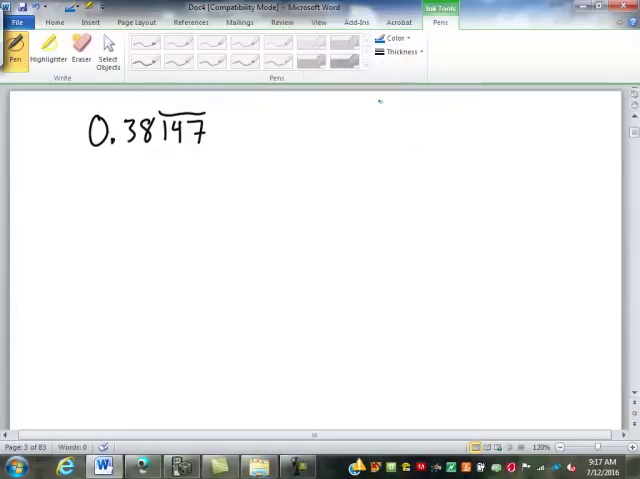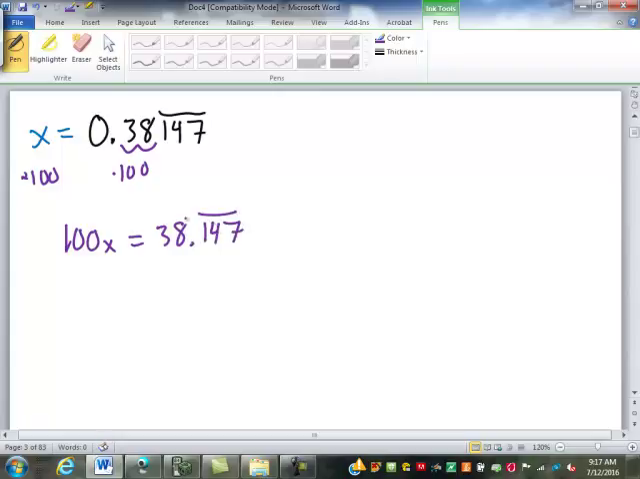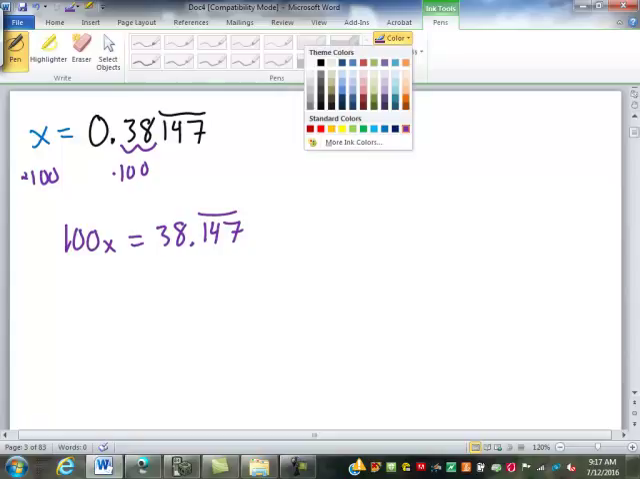Okay, so looking at this here. First question, are there any digits that don't repeat? Any decimal places that don't repeat? There's 2 of them, the 3 and 8, right? So if x is equal to 0.38 and then 147 repeating, what do I have to do to isolate the repeating portion? What do I have to multiply by? 100. Very good. Times 100. Because that decimal point's got to move over 2 spots. So now I have 100x equals 38.147 repeating. I have the repeating portion isolated after the decimal point.